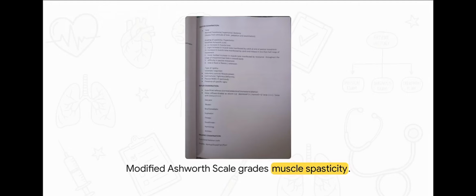A 0 means normal tone, a 1 means a slight catch at the end of the movement, and it scales all the way up to a 4, where the limb is just completely rigid in flexion or extension. Again, they're taking a feeling and turning it into a measurable clinical fact.